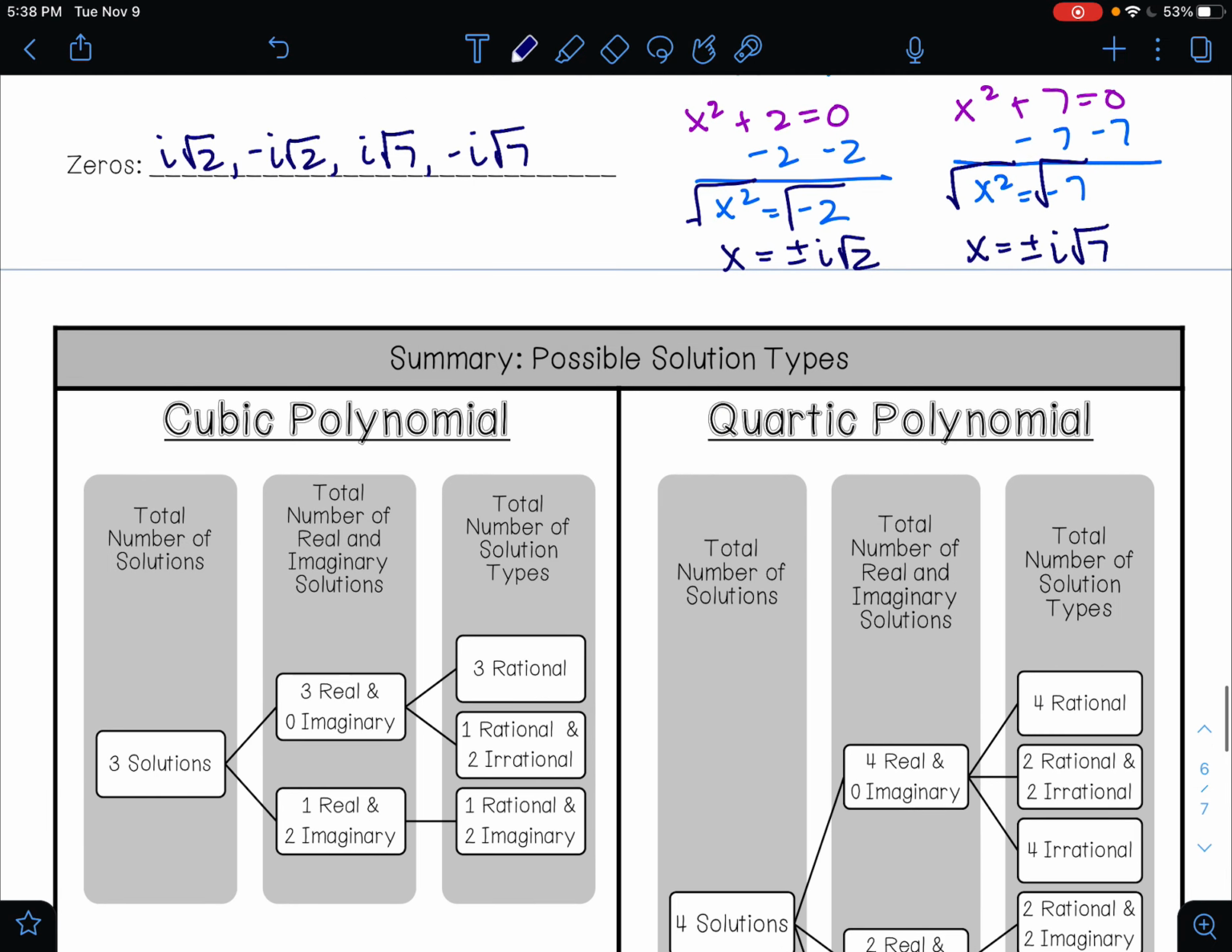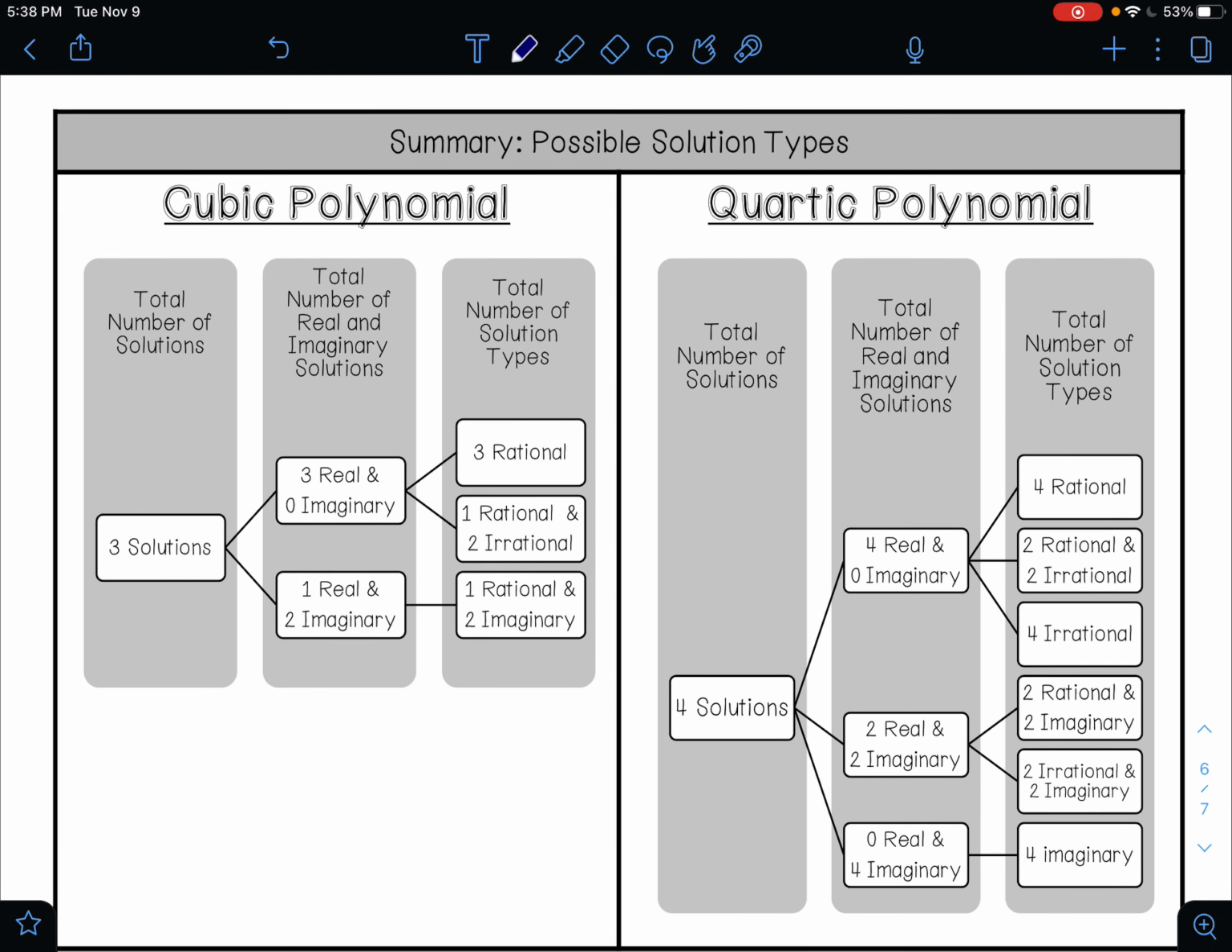On this last page is just a summary of all the different things that could happen. So if you have a cubic, that means that you're going to have 3 solutions. When you get 3 solutions, those 3 solutions could be 3 real and 0 imaginary, or 1 real and 2 imaginary. When you get 3 real and no imaginary, you could have 3 rational numbers, or 1 rational and 2 irrational. And then when you have 1 real and 2 imaginary, your solution types will be 1 rational number and 2 imaginary numbers. When you have a quartic function, you will have 4 solutions.